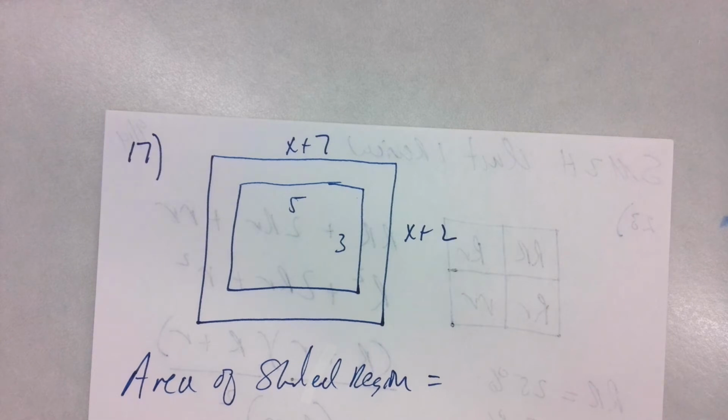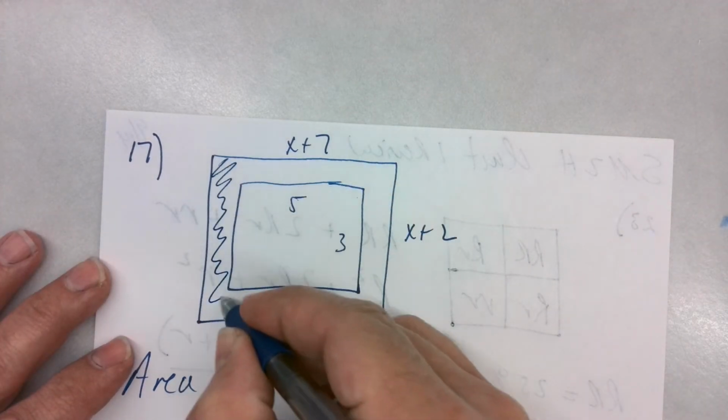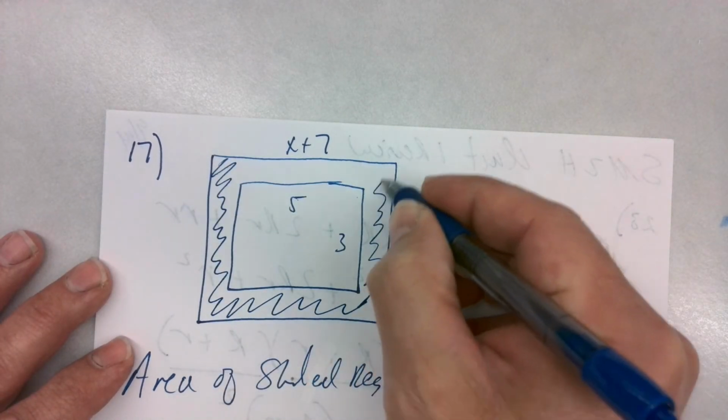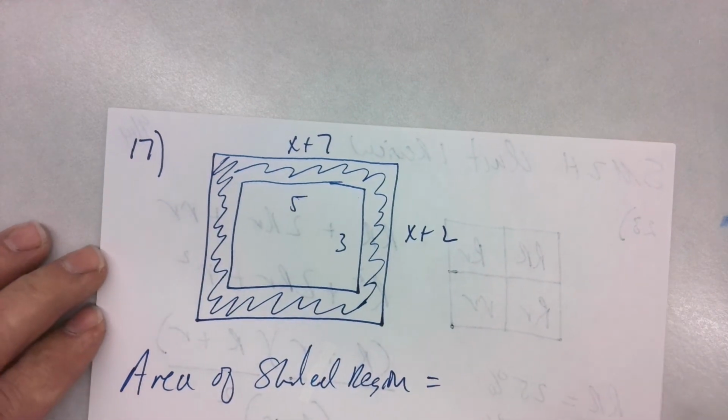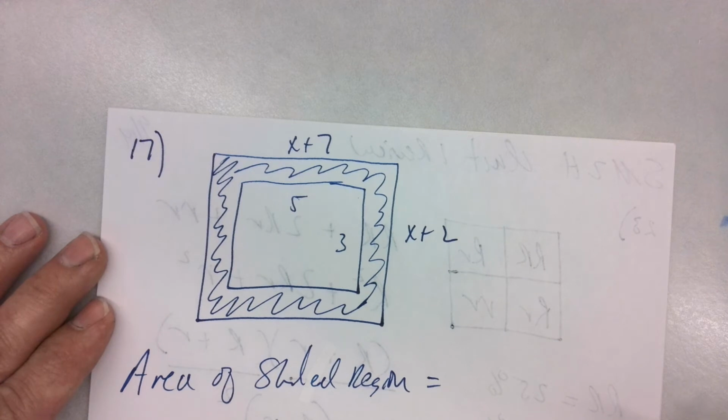Well, where's the shading? Is it the middle? Like not the middle, like the outside. Yeah, I want this area right here. How do I find that area? If I was gonna say, alrighty, what do you want to do? I find the area of the outside one, and then the area of the inside one, and subtract the area of the inside. Okay, so this is what I would say.